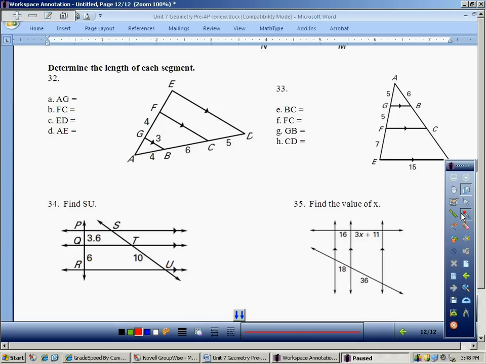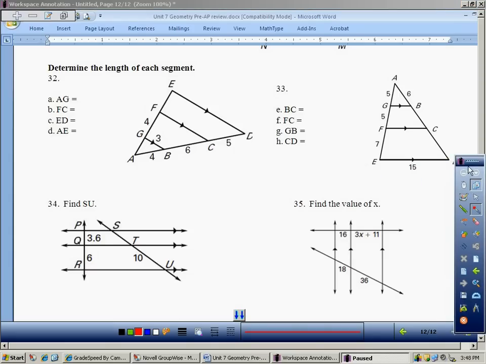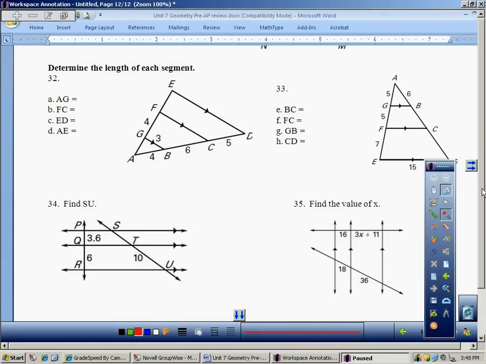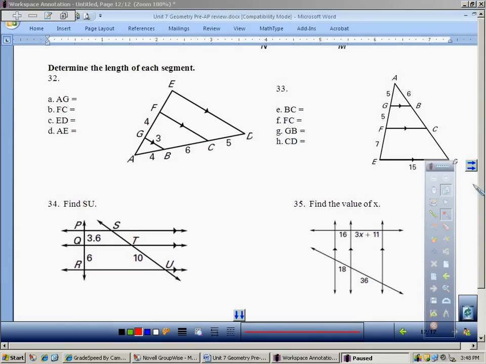Okay, in 32, if I'm going to find the missing sides, we need to set up several proportions. And at this point, these are very similar to the bonus questions on the test. So I'm going to go ahead and leave those blank here.